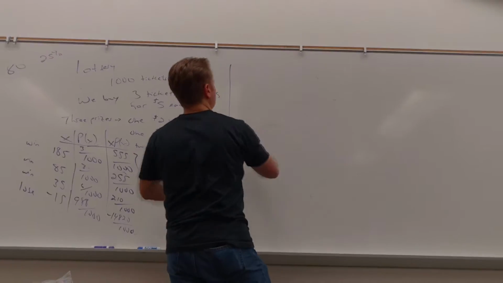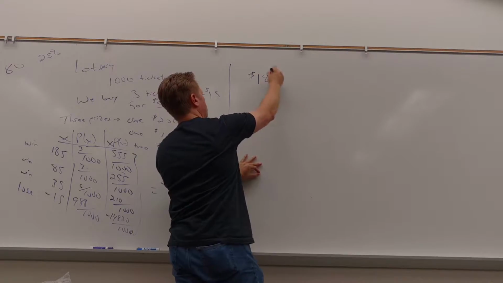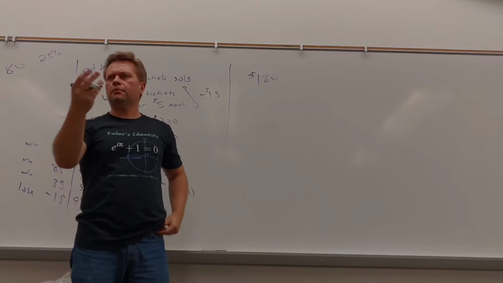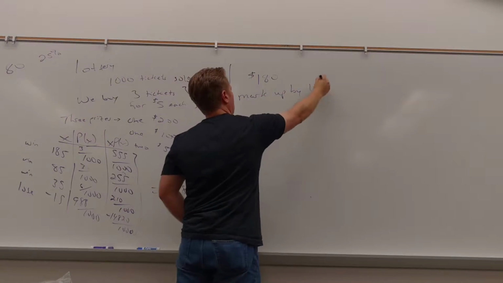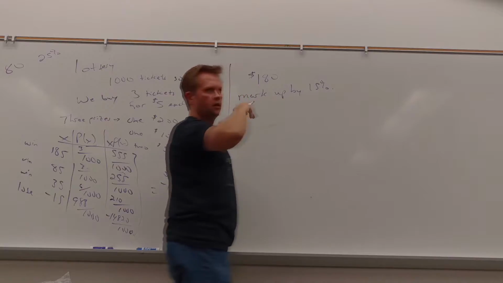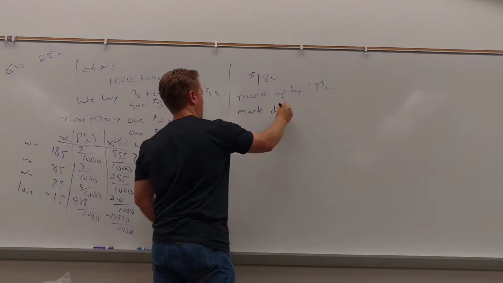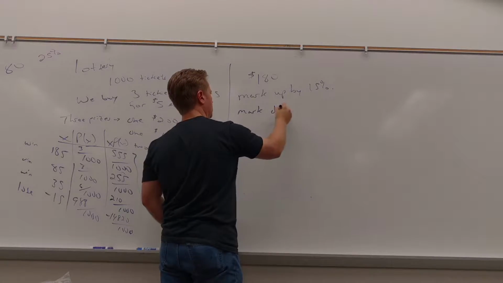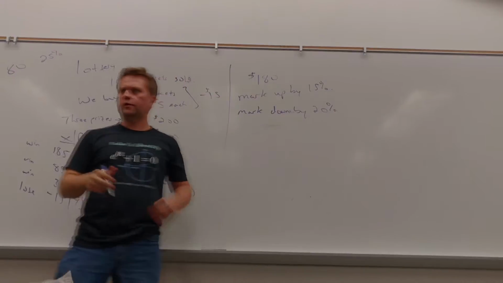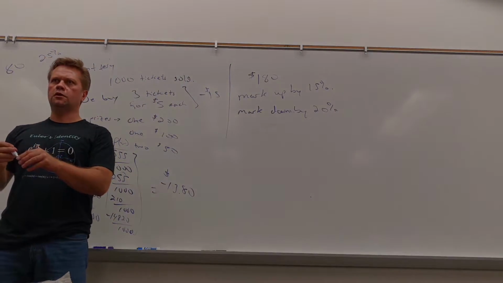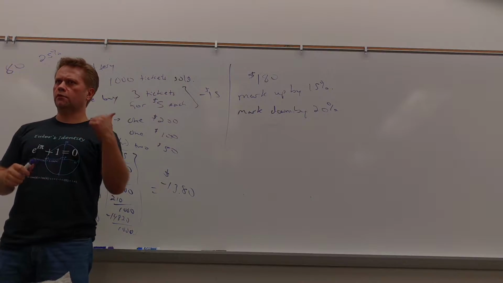So if I have something that's selling for $180, let's say, and we mark it up by 15%, but then nobody's buying it, and we're like, oh shit, let's mark it down by 20%. So what's the new sale price after those two adjustments? You can't just say, all right, I'll mark it down by 5%. Do you see where somebody would get that?